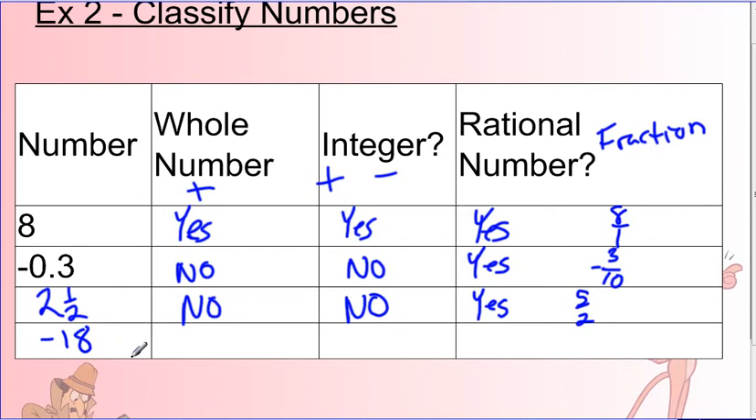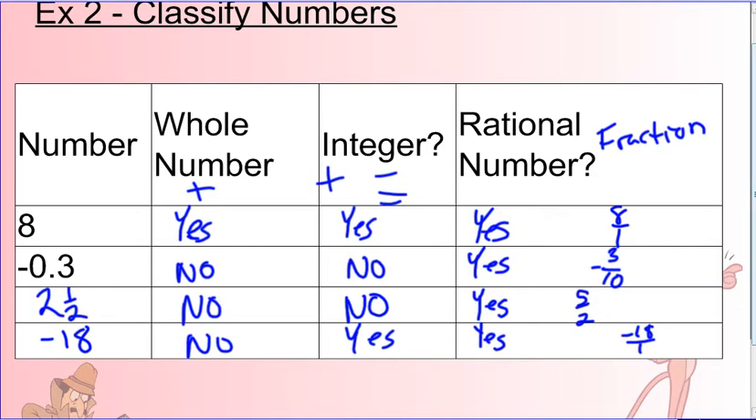And lastly here is this negative 18. Is this a whole number? No. Is it an integer? Yes. Integers, you're allowed to have those negatives as well. And rational number, can you write that thing as a fraction? You better believe it. Put it over 1. Negative 18 over 1.